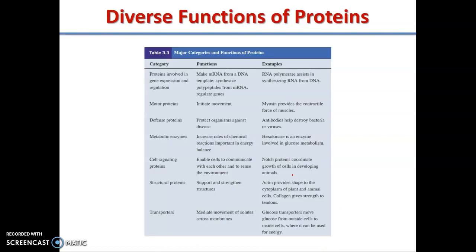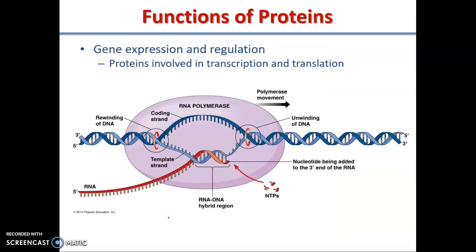So now, speaking of those functions, remember they are this diverse group. So they are involved in everything. They help us make proteins by gene expression. They form motor proteins so we can move things around. There are defense, metabolism, signaling, structures, and transporters. So many diverse functions. So let's talk about each one.